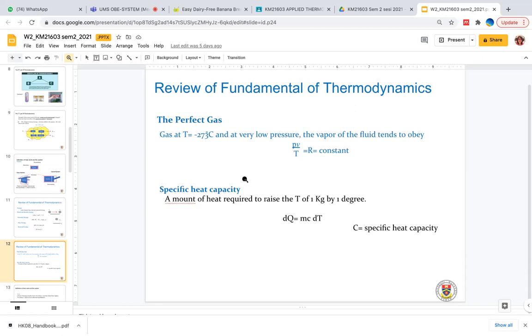So the perfect gas is the gas at temperature negative 273 at a very low pressure. The vapor of the fluid tends to obey PV over T equals R. R is a constant. Specific heat capacity. What is specific heat capacity? You need to know that it is the amount of heat required to raise the temperature by 1 degree of 1 kilogram of a substance.